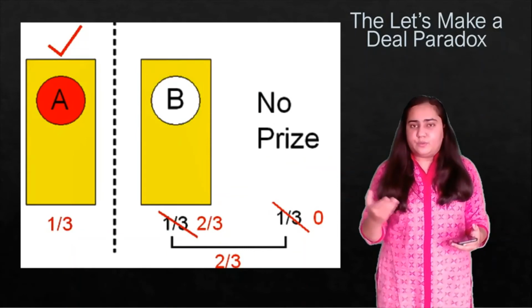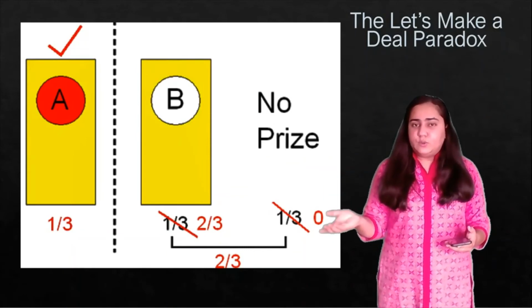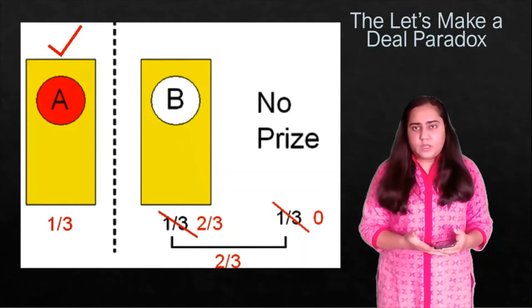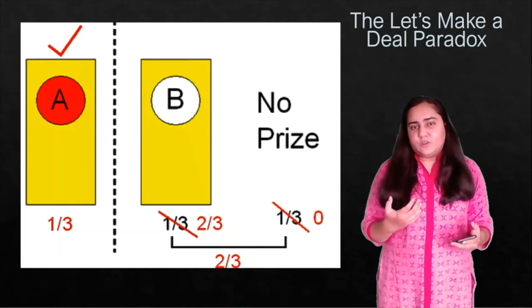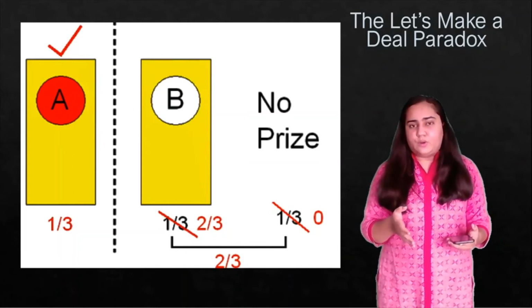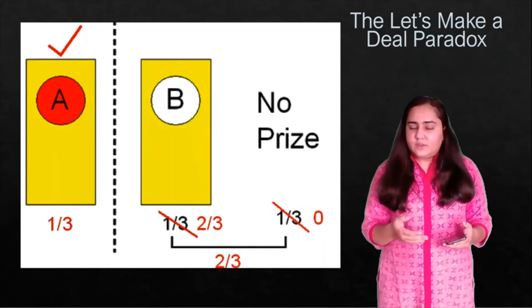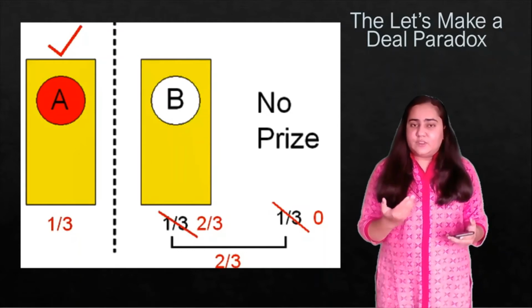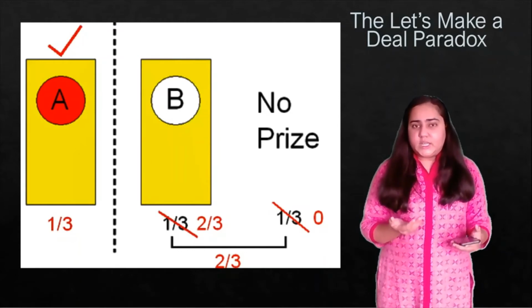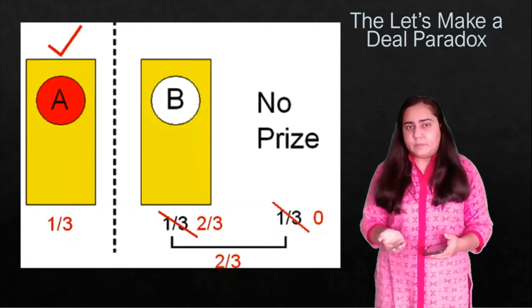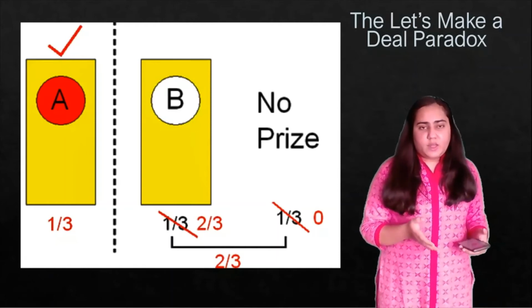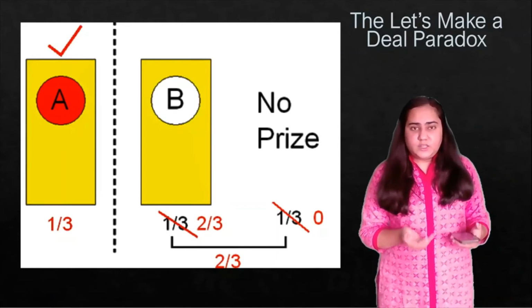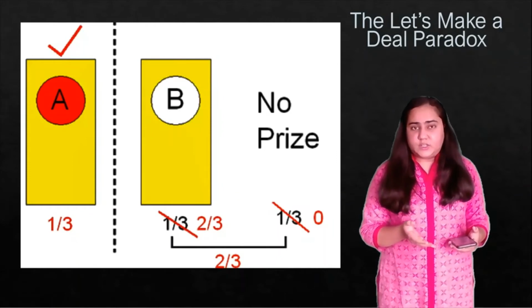So the probability of the prize being behind B is 2/3, since C has been opened and there was no prize there. So it's a question of whether to stay with door A or to switch to B. We are not saying that if you switch to B, you are definitely going to get the prize, but your probability of getting the prize will definitely increase if you switch to door B. Whereas if you stayed with A, then the probability is only 1/3, and that's why your chances of getting the prize are less if you stick to A.